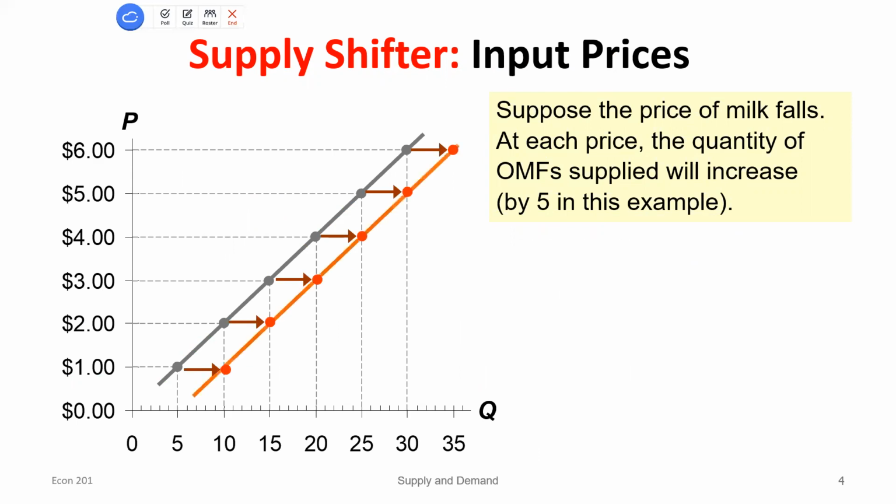If we held prices exactly the same, now at that same price, I'm able to produce more, right? If the price is $1, I can go from 5 to 10 units. If the price is $2, I could now go from 10 to 15, and so on and so forth. So no matter what the price, when I see a shift in supply, every single quantity supplied should be higher at every given price.